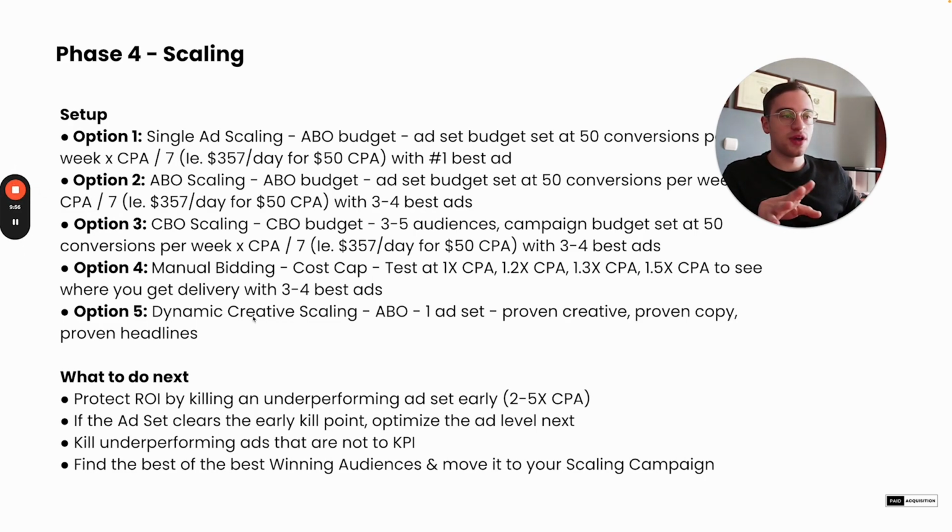Then we have dynamic creative testing at scale. Again, we need to have proven creatives, proven headlines, proven everything. Make sure you have, again, clear kill points and you don't overspend on things that won't work. But yeah, that's phase 4.